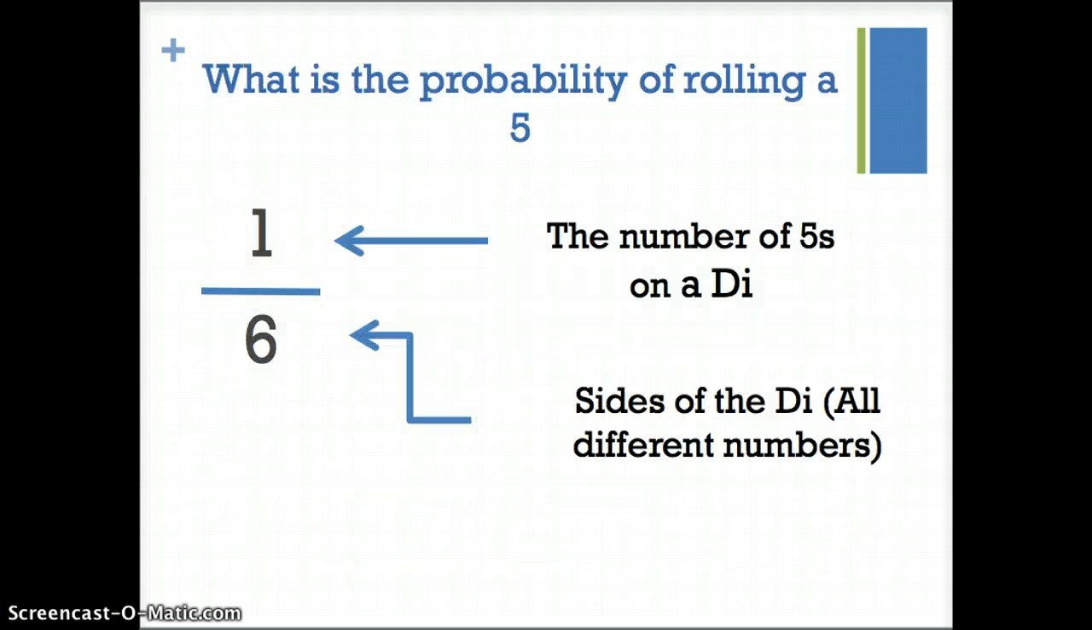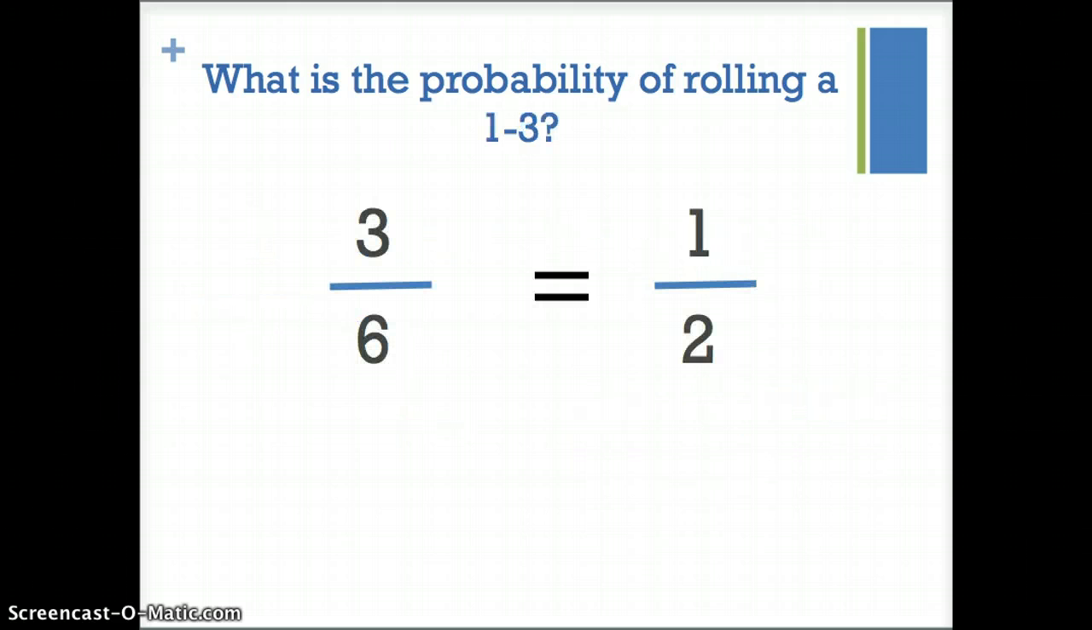The probability of rolling a 5 on a standard die would be 1/6 because there is one number 5 on the die, but there's 6 sides and they all have different numbers, so it's 1/6. Now if you were to have the probability of rolling a 1, 2, or 3, that would be 3 sides, so 3/6. And when you have numbers like this, where the numerator, which is the top number, is divisible by the denominator, which is the bottom number, then you need to make it smaller. So 3/6, the top and the bottom can be divided by 3, so that equals 1/2.